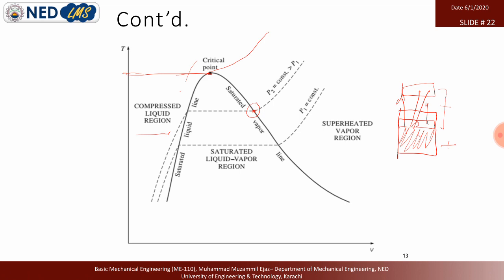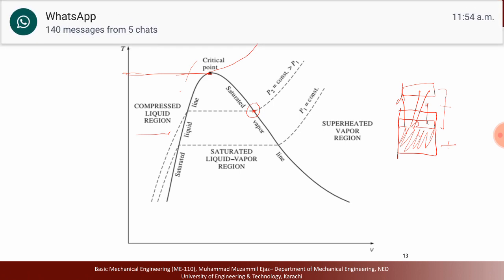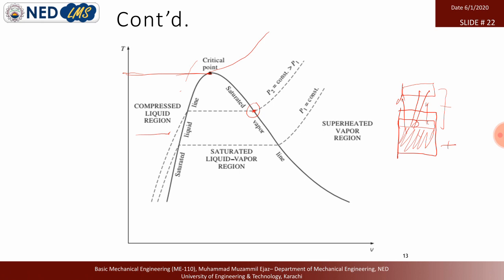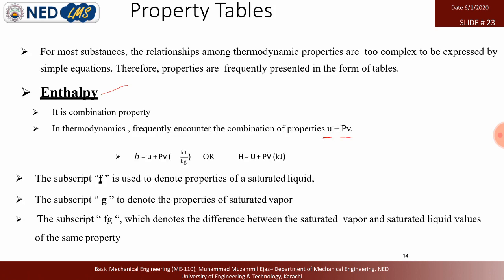Okay, in every system in practical work, all the energy cannot be converted into work. So it is basically a capacity: how we are using the energy of steam into work, and how the internal energy can be converted into work. So we used to encounter the combination of these two properties.